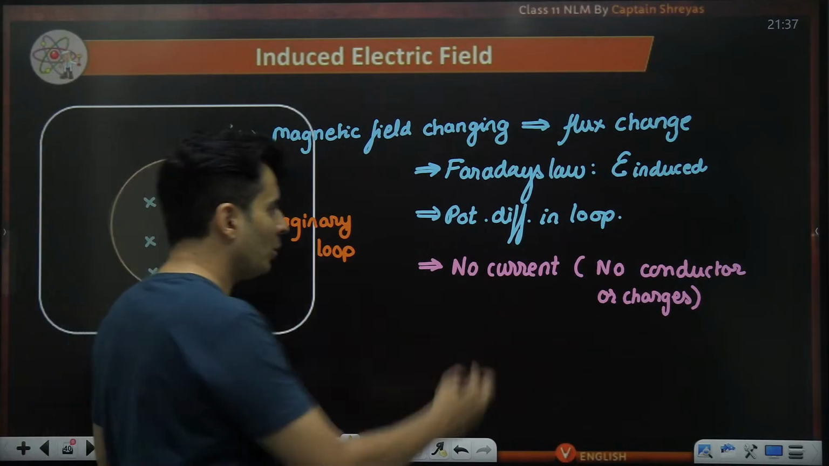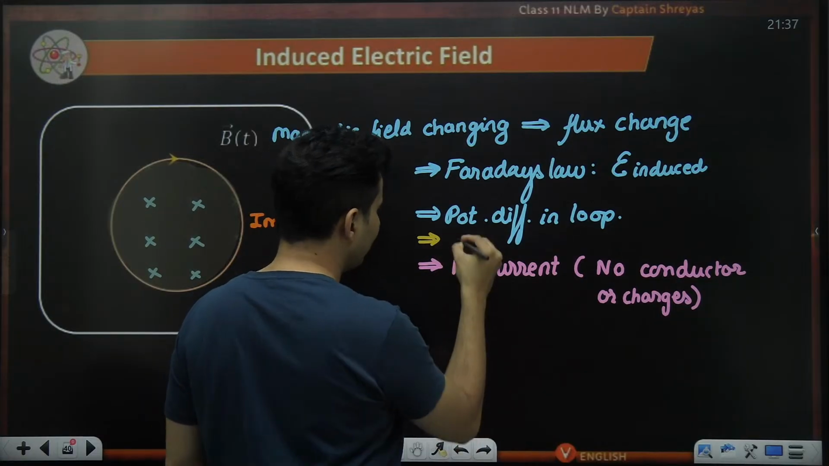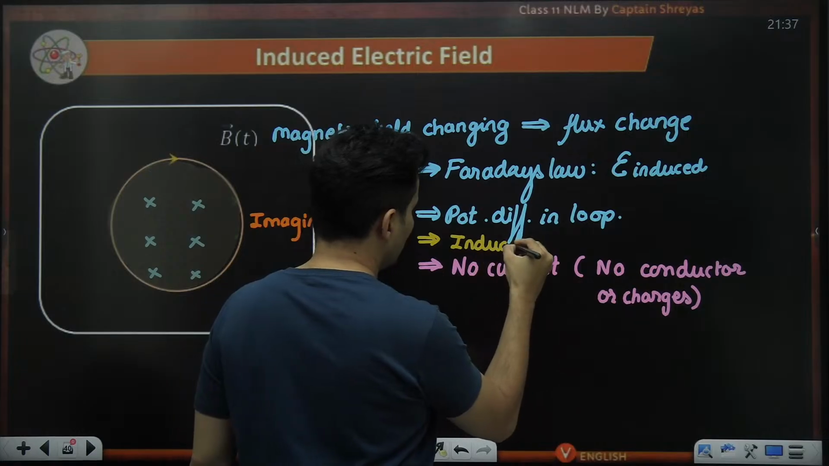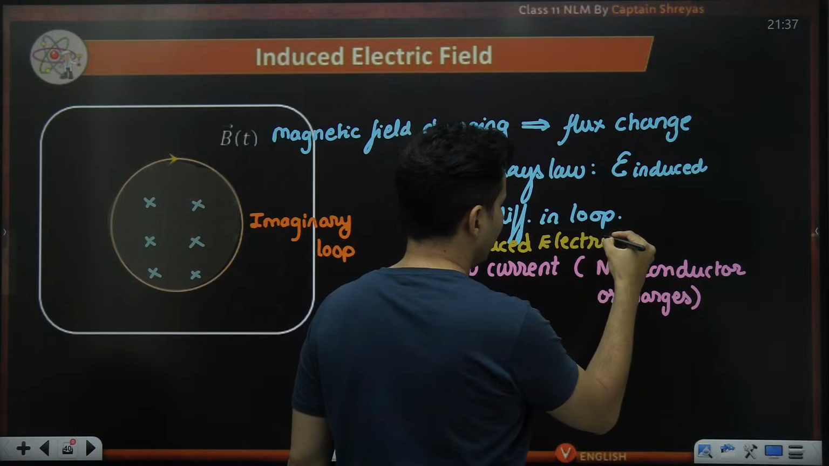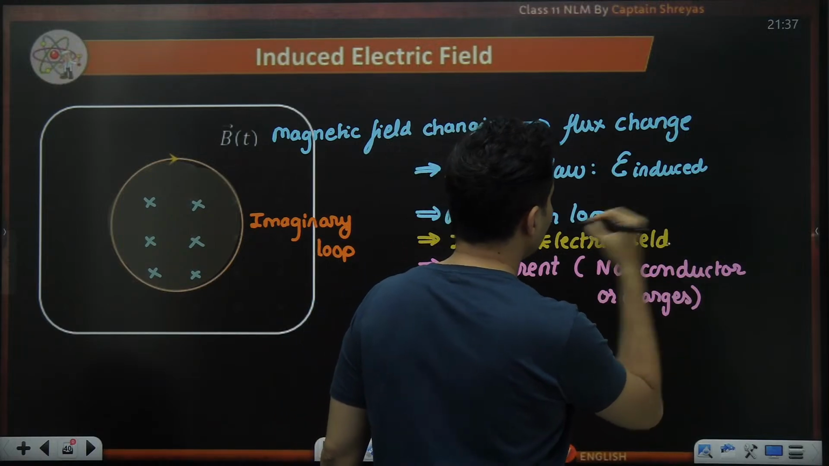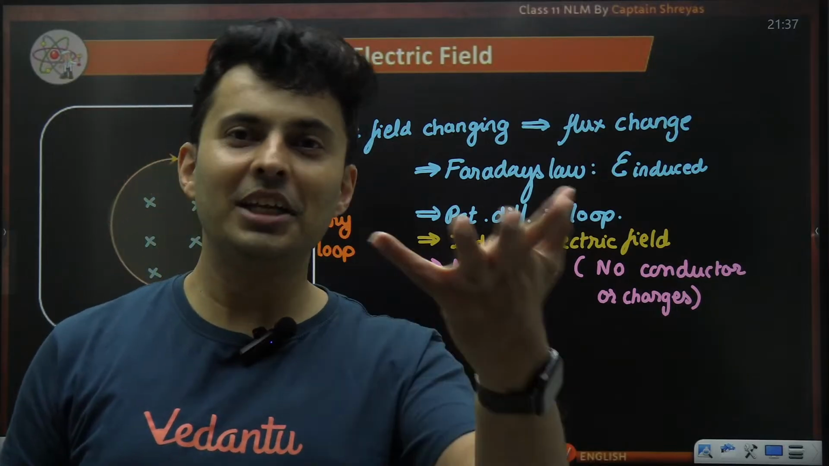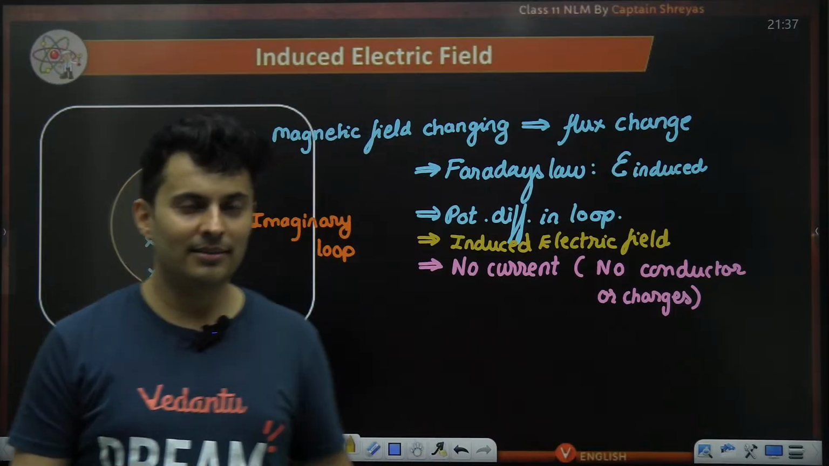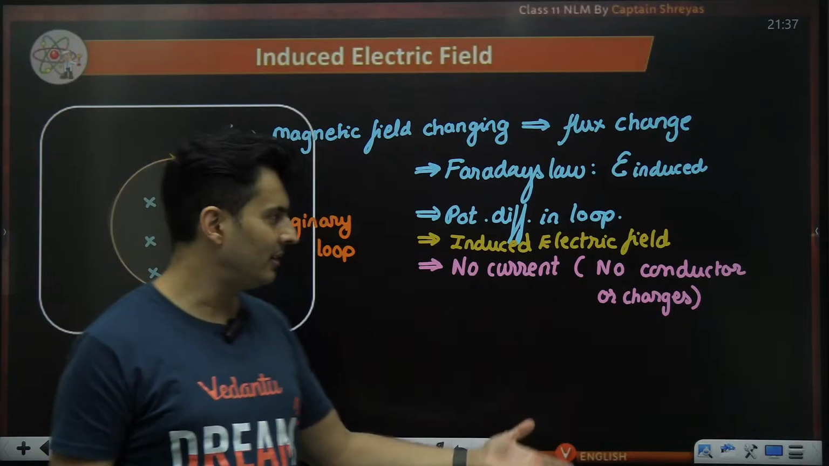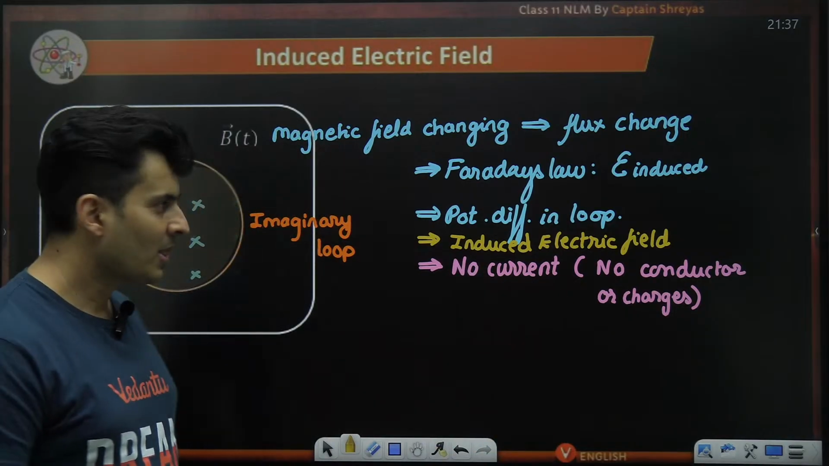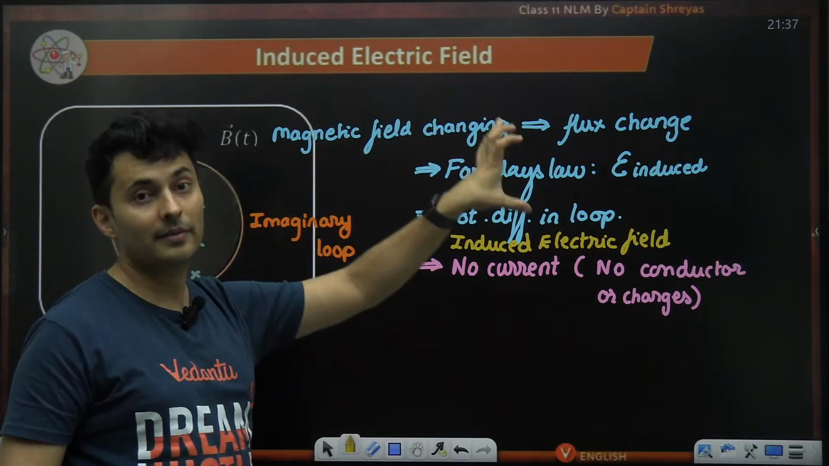But here, potential difference was there. There was induced electric field, but unfortunately there was nobody to push. It's like the teacher is there but the class bunked, so the teacher did not teach anyone. Simple fact. So field was there, force was not there because there was no charge, no current, no conductor. So this is the main thing we are studying, induced electric field.